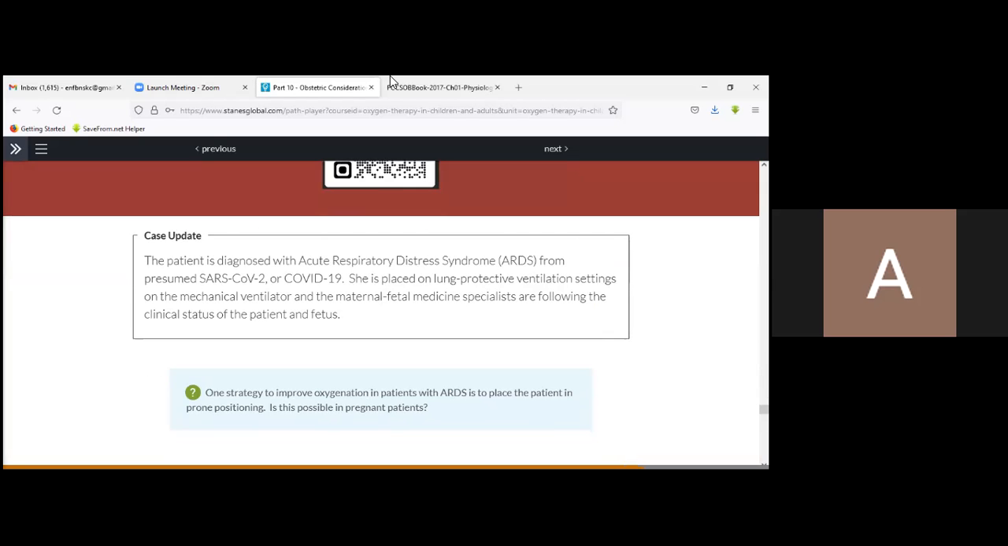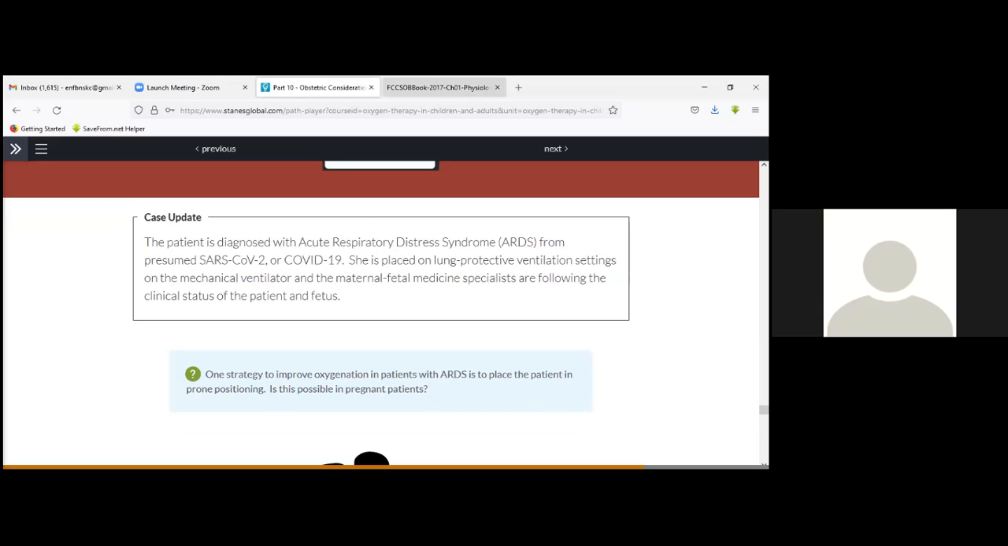Now, this patient is diagnosed with acute respiratory distress syndrome, ARDS, from presumed SARS-CoV-2 or COVID-19. She's placed on lung protective ventilation settings on the mechanical ventilator, and the maternal fetal medicine specialists are following the clinical status of the patient and fetus. So we want to know what we can do to improve the situation. Dr. Salim, I think there's also a video later on we need to see. Hello, Dr. Salim? Okay, maybe he has internet issues.